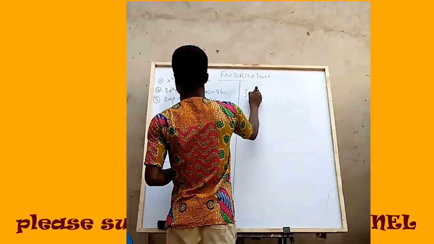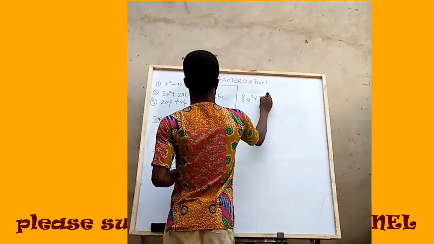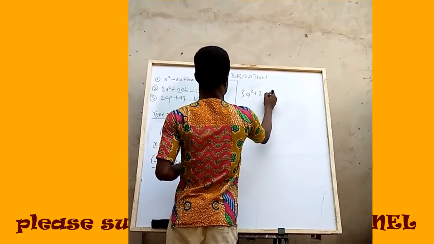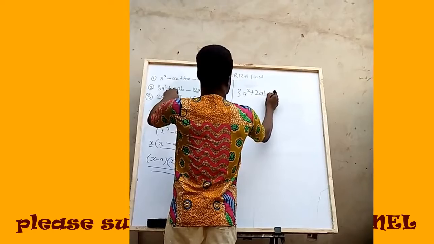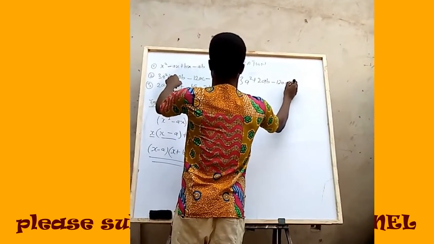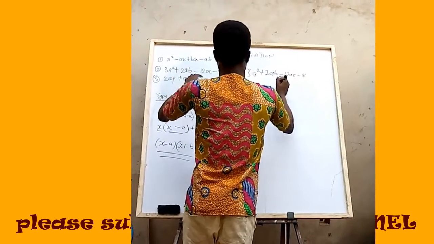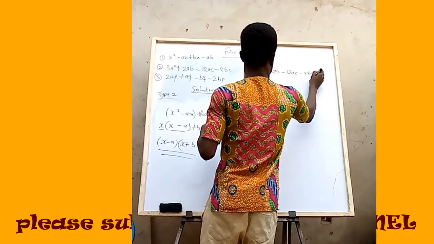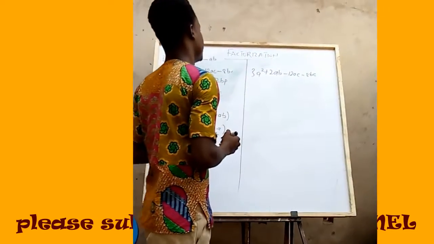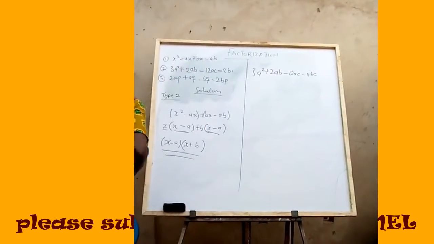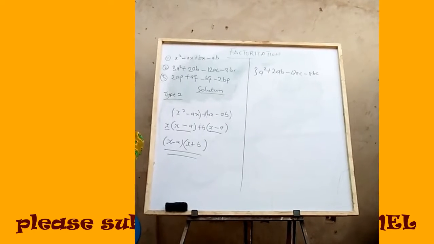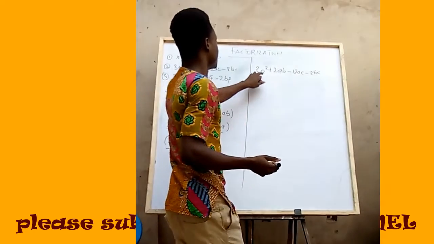So 3a squared plus 2ab, right? Okay. 2ab minus 12ac minus 8bc, okay, BC, like this. Alright, so let me check and see if I'm correct, I've written the right ones, okay? So let's move on and see something.